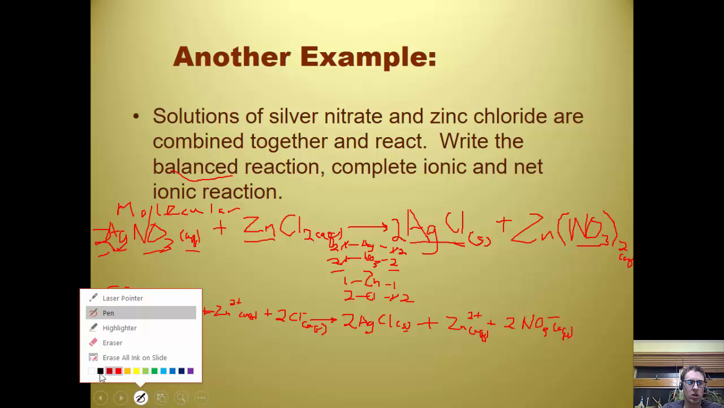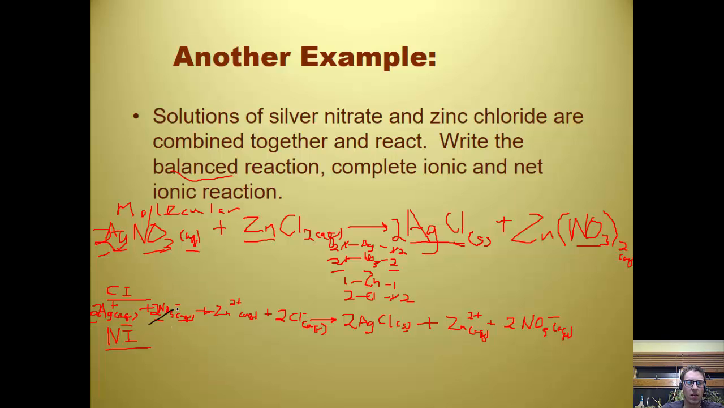I'm even going to change the color. These guys are spectators, they're not helping. We've got Zn2 plus aqueous, we've got Zn2 plus aqueous, spectator, sitting around watching. And then finally we have 2 Cl minus aqueous. Well, Cl is going to change state. It's not aqueous anymore, it's now solid.